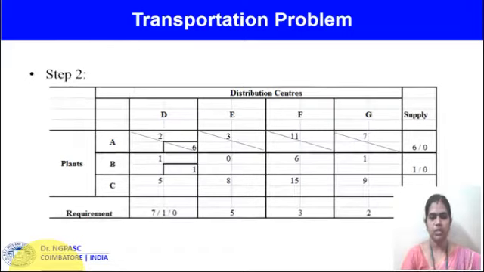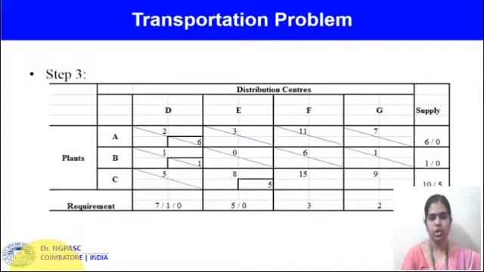Now the northwest corner box is B, D, that is the place of 1. What value can be allocated there? Minimum of supply and requirement. So minimum of 1, 1. Both the values are 1, so we can allocate 1 there. We need to subtract that allocated value from supply and requirement. If we subtract it, supply becomes 0, and requirement also 0. Now we need to cross off the corresponding row and column.